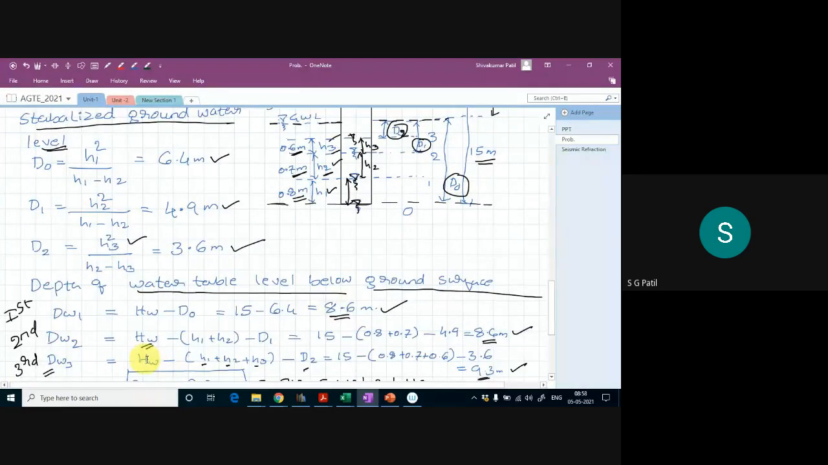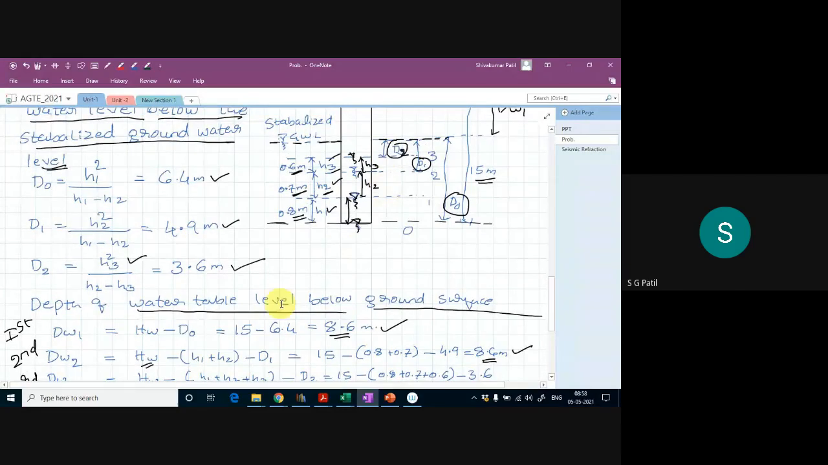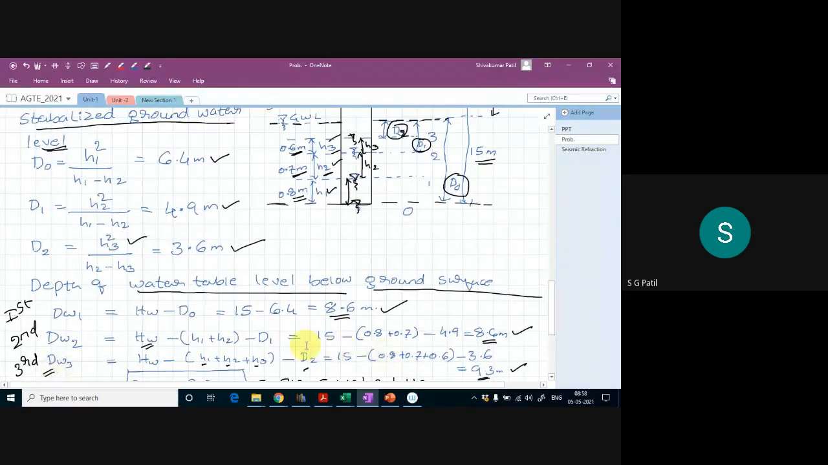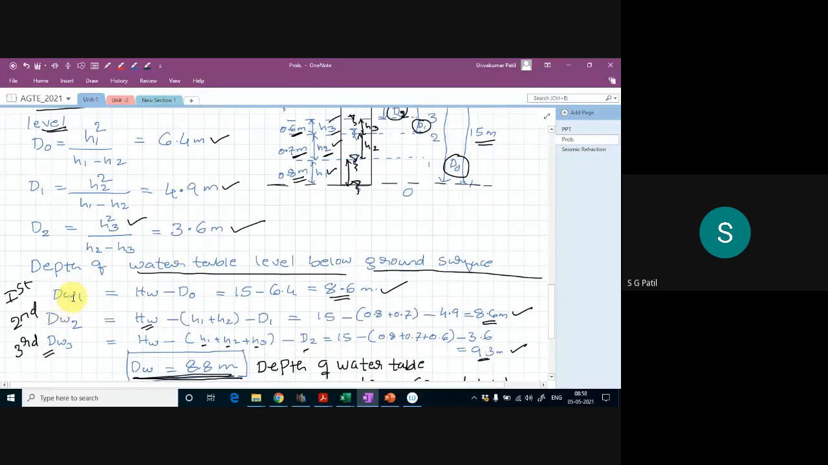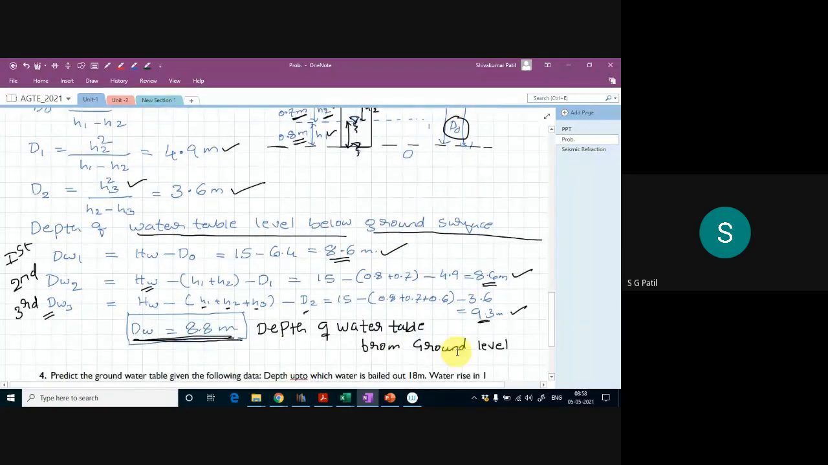Similarly, the third observation I should take. Again, HW is the depth of water table on the day of bailing out, minus these increments, which you should add up, minus this D2 will give me DW3. Once you get these, take the average of these, and that will be the depth of water table from the ground level.